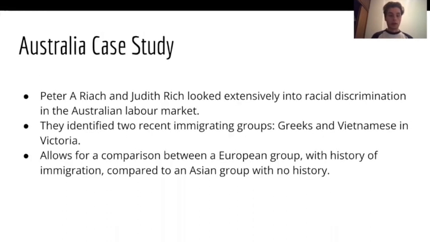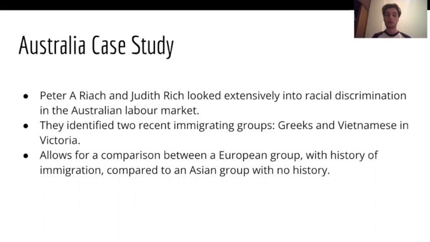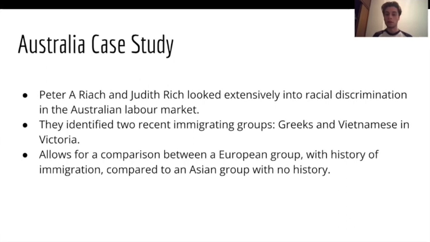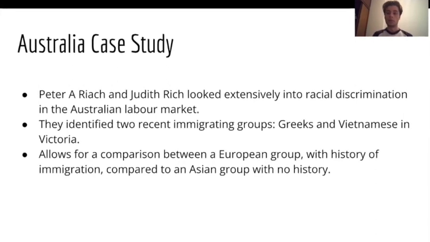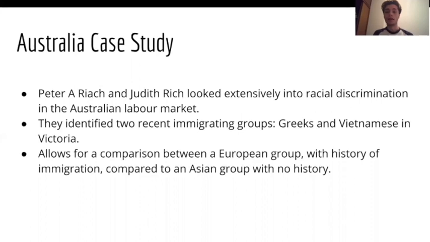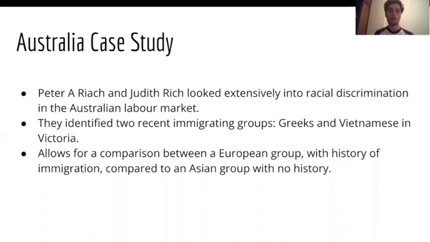So let's go on to the Australian case study. Peter A. Ryak and Judith Rich have looked extensively into racial discrimination in the British labour market, but they decided to look into the unique case of Victoria's labour market in Australia. They identified two different immigrating groups into the labour market. They found the two groups were Greek and Vietnamese people. And this is interesting because it allows for a comparison between a European group with a long history of immigration into Australia and other countries, and an Asian group which has very little history of immigration. So it's interesting to see how the market responds to them.